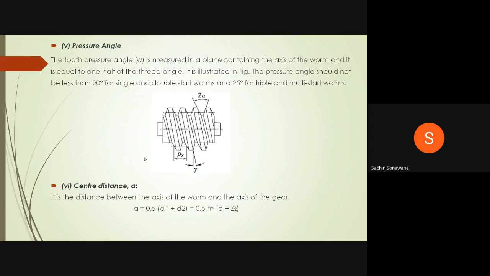Center distance A. It is the distance between the axis of the worm and the axis of the gear. A is equal to 0.5 into d1 plus d2, which is equal to 0.5 m into bracket q plus z2.